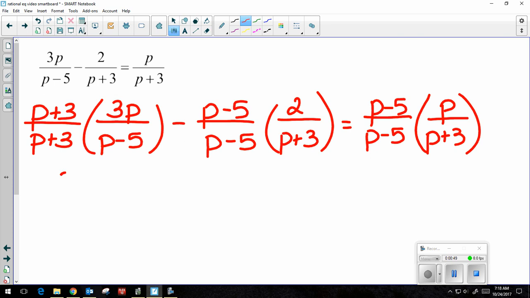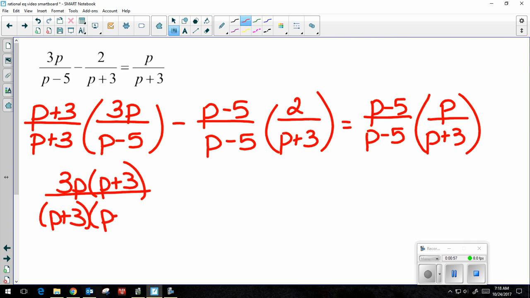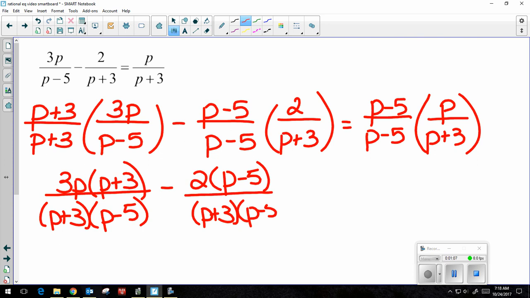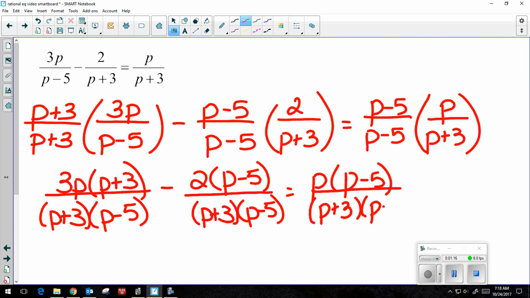So I have 3p times p plus 3 over p plus 3 times p minus 5, minus 2 times p minus 5 over p plus 3 times p minus 5, is equal to p times p minus 5 over p plus 3 times p minus 5. If you take a look, all of your denominators are the same, so I can get rid of them.